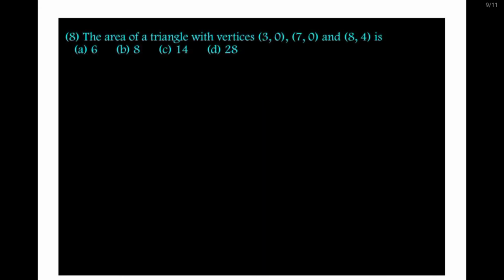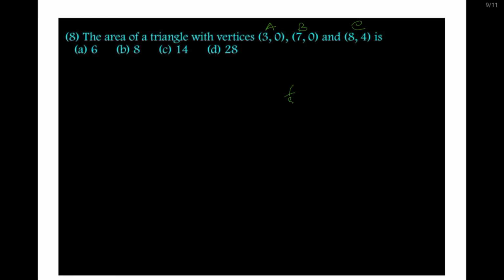The area of a triangle whose vertices are (3, 0), (7, 0) and (8, 4) is 6, 8, 14 or 28. Let's first name the vertices as this is our A, this is B. We are now finding the area of the triangle ABC whose vertices are given accordingly. And we have a formula for finding area, unlike the perimeter case.